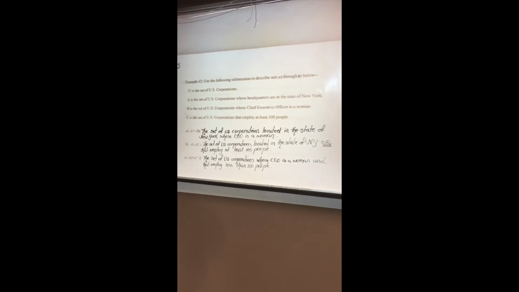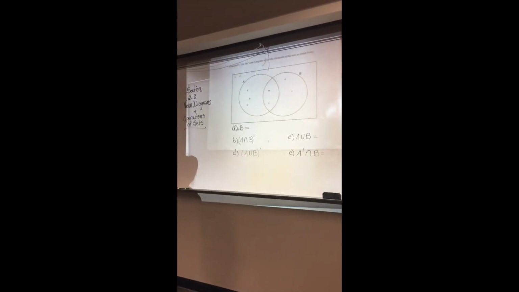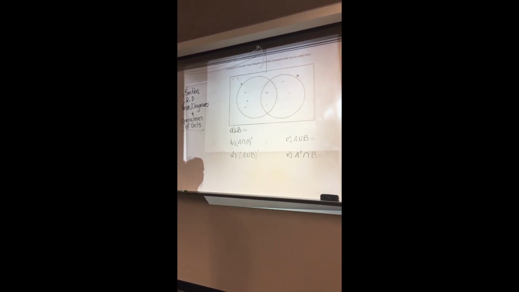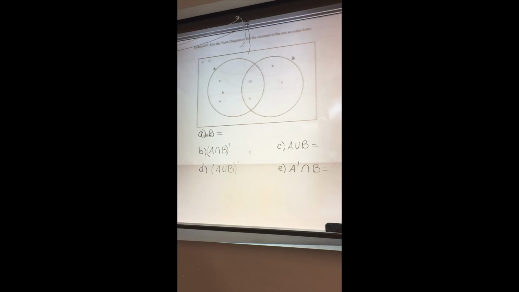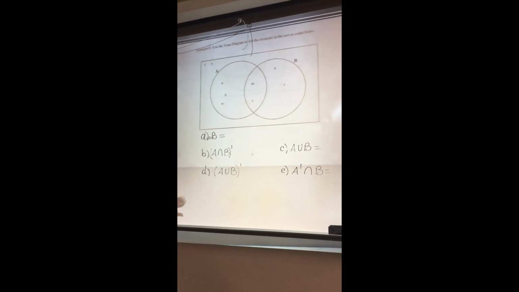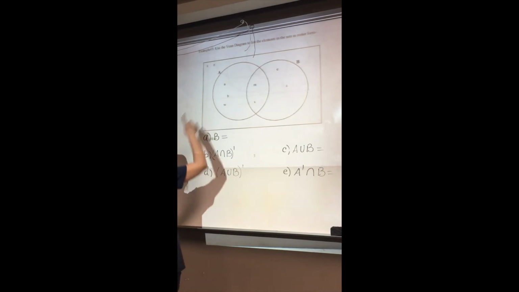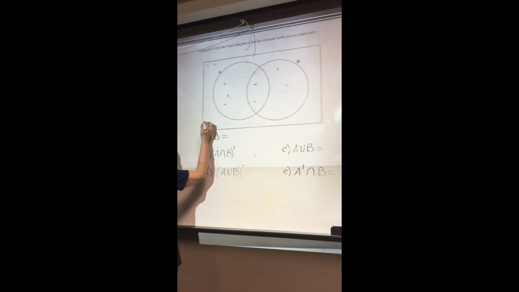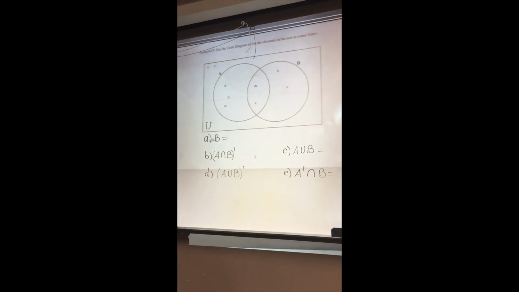Now we're going to go to example number 3. Okay, this is example number 3. Use the Venn diagram to list the elements in the set in roster form. So we're given a Venn diagram, and I forgot to do this when I drew that, but we must remember that the whole thing is the universal set.